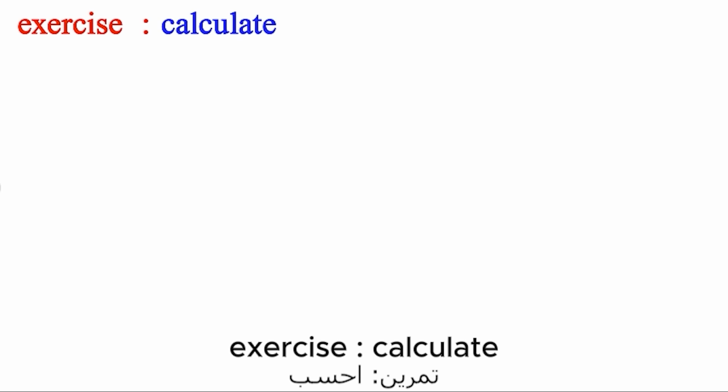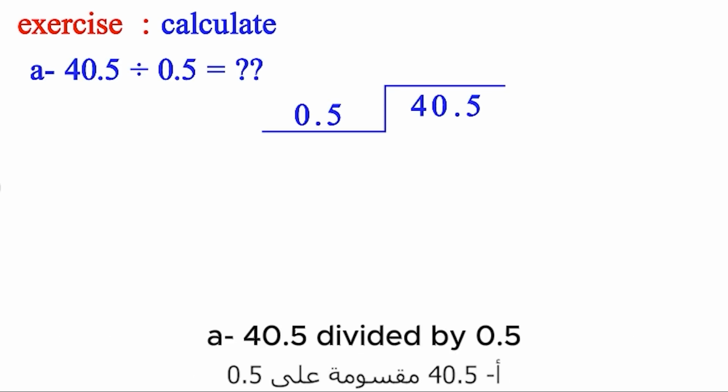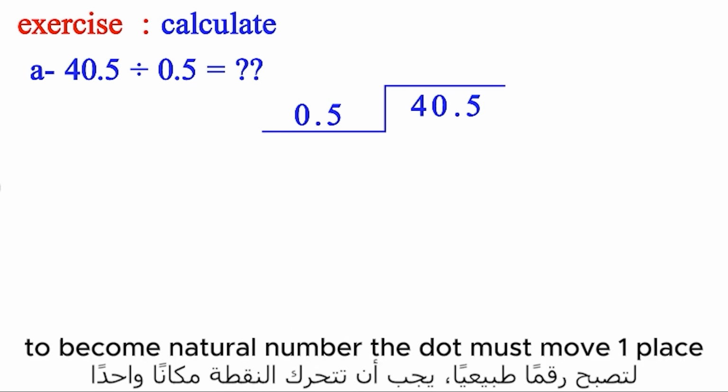Exercise. Calculate. I will solve quickly because you took the concept before. A, 40.5 divided by 0.5. The divisor is 0.5. Let's change it to a natural number. To become a natural number, the dot must move 1 place.